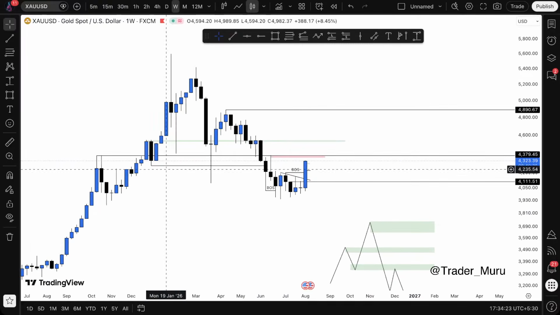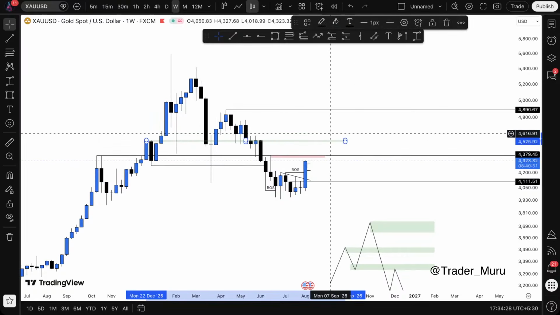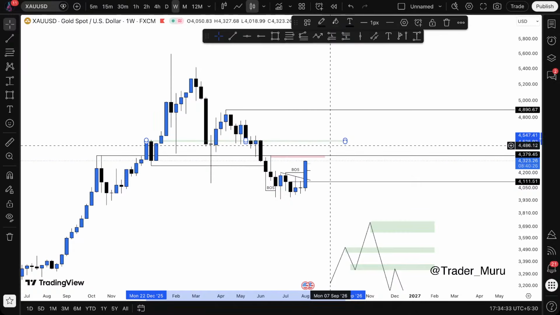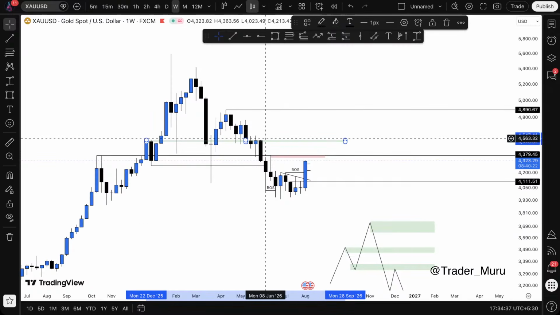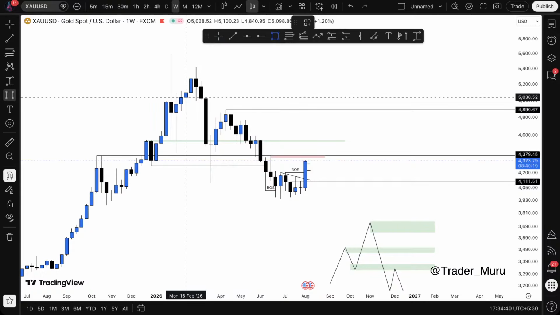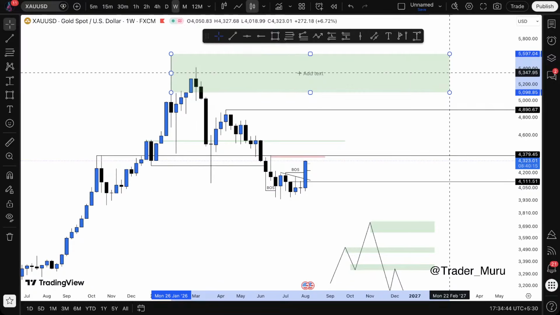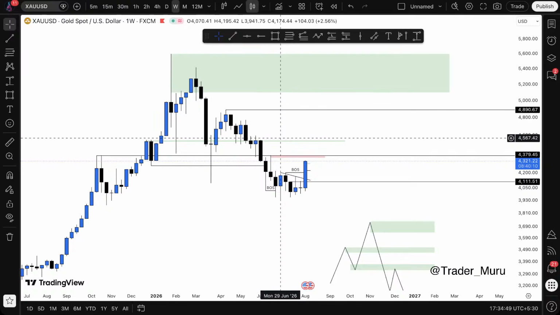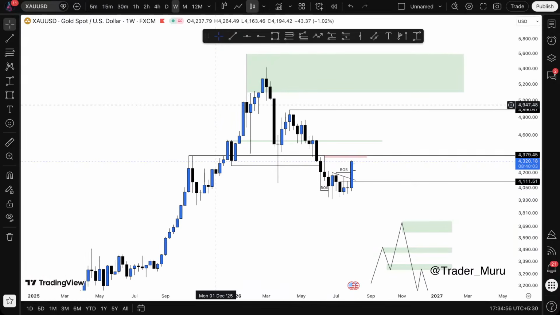Now look at this. This is our break a block. And this is our QML area. So if we break above the break a block, it will test QML. And if the QML area is also flipped, what will happen? It will go for the extreme order block. Extreme order block is this one. It will sweep this high, test these areas and drop again. The structure is bearish.